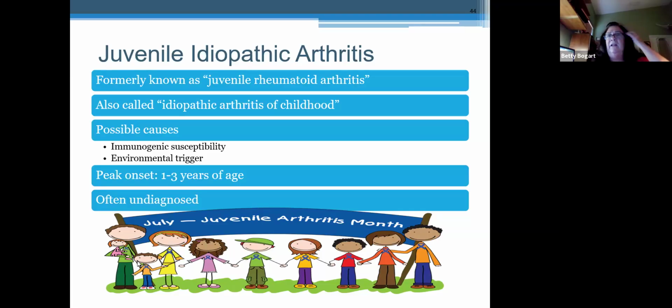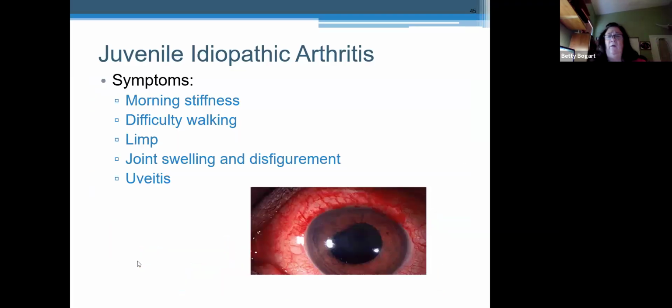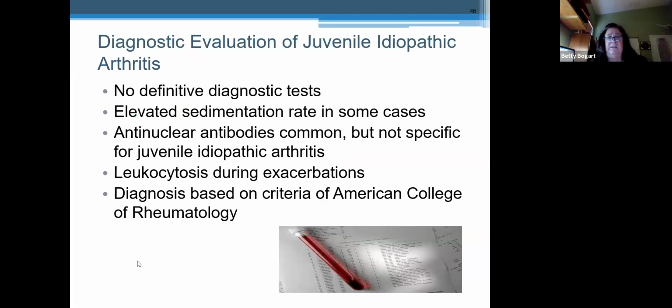So again, kids, they have this stiffness and they start complaining. So again, that morning stiffness, you'll see. Difficulty walking because of that stiffness in the muscles and the joint hurts. And of course, a limp. You're going to see obvious swelling, disfigurement. Could be in fingers, could be in wrists, elbows, could be anywhere. And then, this is something I didn't know about, uveitis. That's, your eye gets all reddened in there. This child needs yearly eye doctor checks.